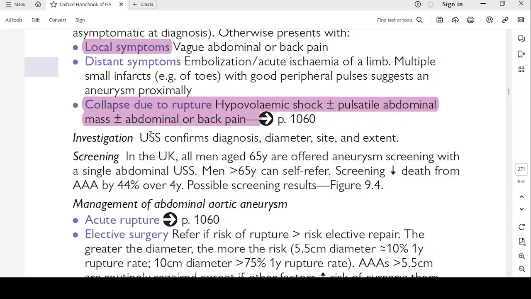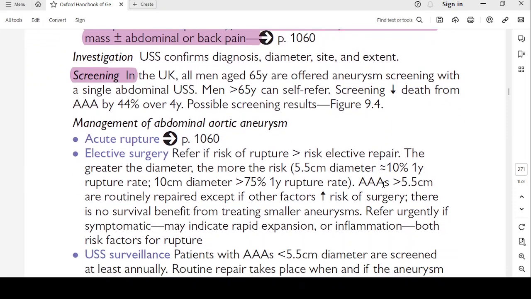Investigation: ultrasound confirms the diagnosis, diameter, the site, the extent. Screening: in the UK, men aged 65 years are offered aneurysm screening with a single abdominal ultrasound. Men more than 65 can self-refer. Screening decreases the death from aortic aneurysm by 44% over 4 years. Possible screening results are given in figure 9.4. We will see how we will manage that.